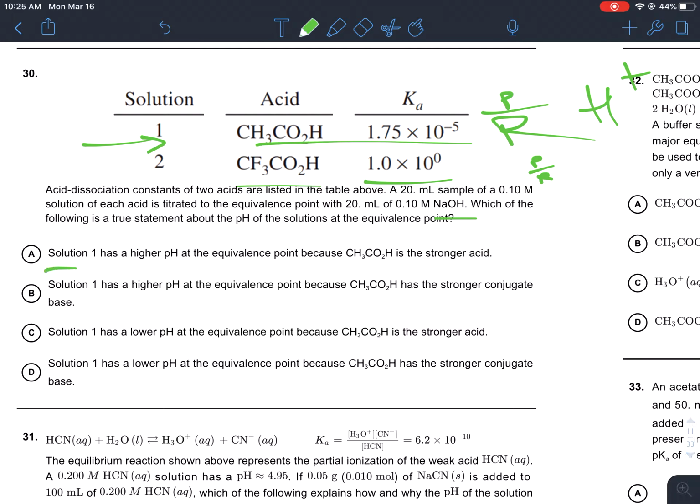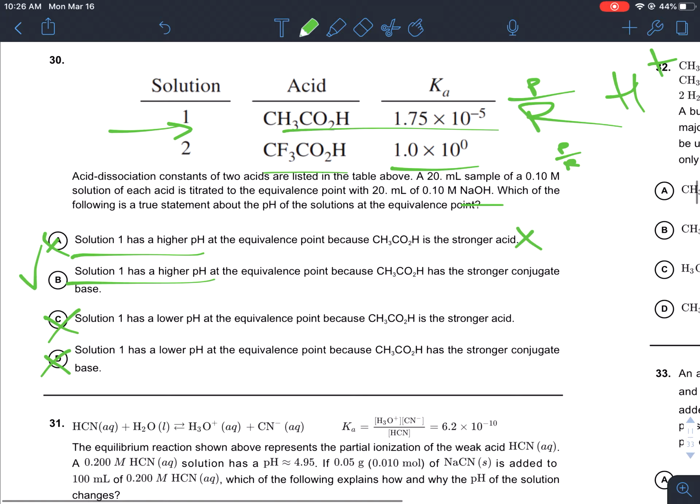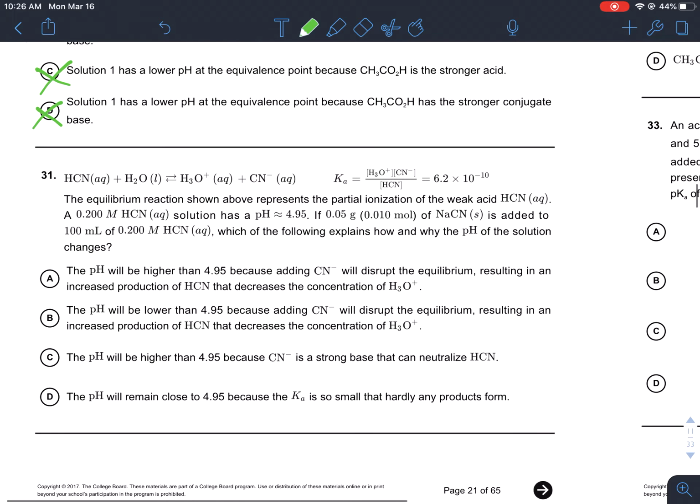So first of all, solution 1 has a higher pH, so it can't be C or D. All right, solution 1 has a higher pH at the equivalence point because the top one is a stronger acid. No, this is the weaker acid. So the correct answer is B. Remember, strength in terms of acid is how well it dissociates, not whether it's going to become more acidic or less acidic. It's actually the inverse of that.